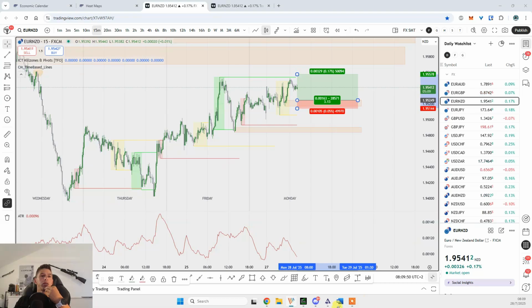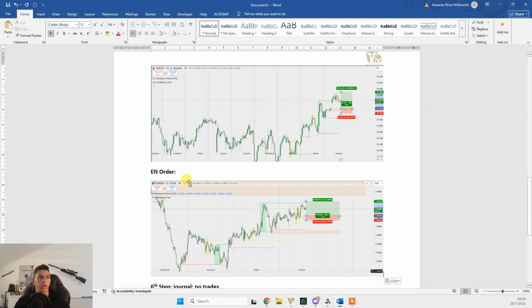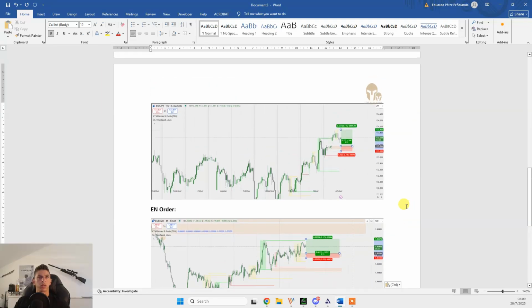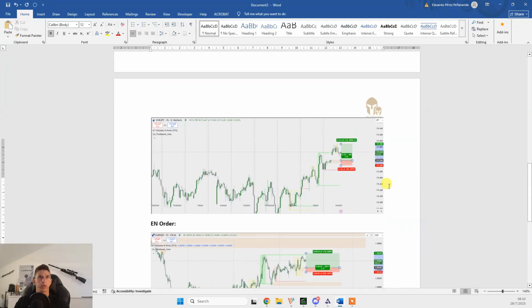Let's go back to our document, to our daily analysis document, and that's it. Okay guys, those two orders, 3.22 and 3.313 Rs in potential profit. Remember to trade small.